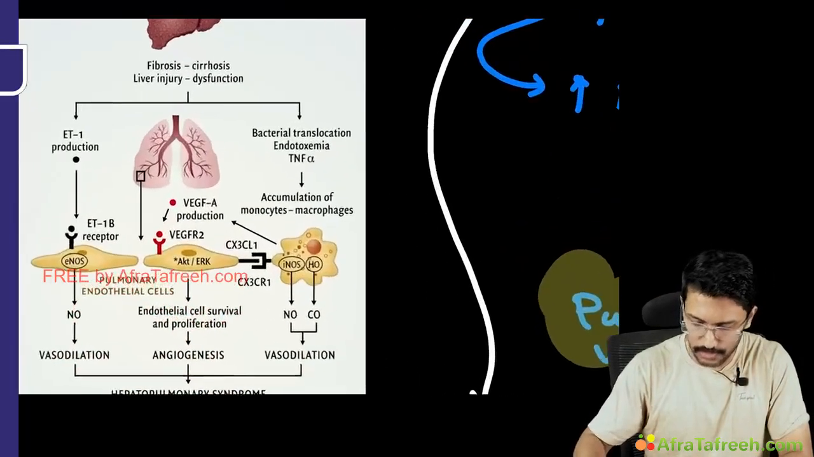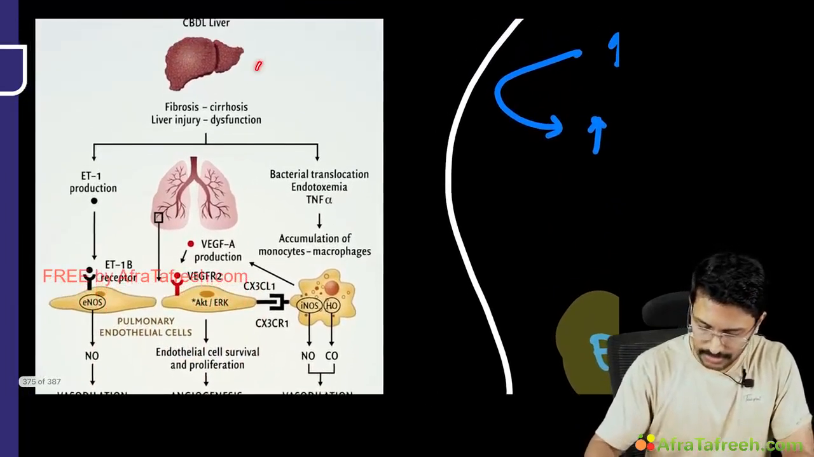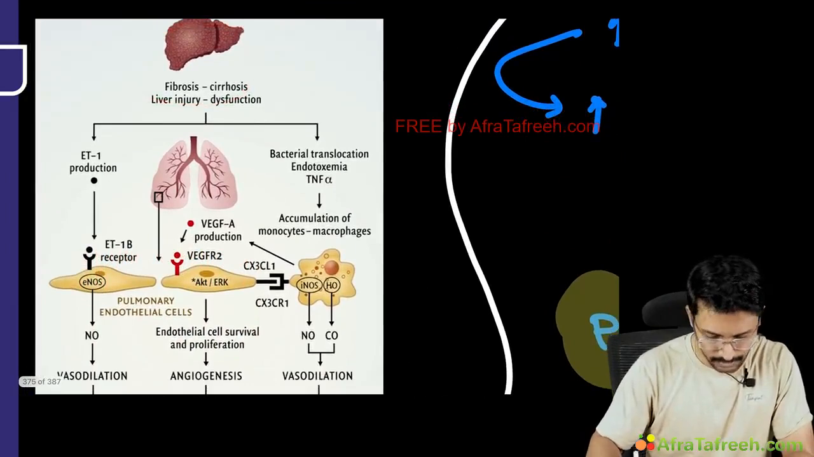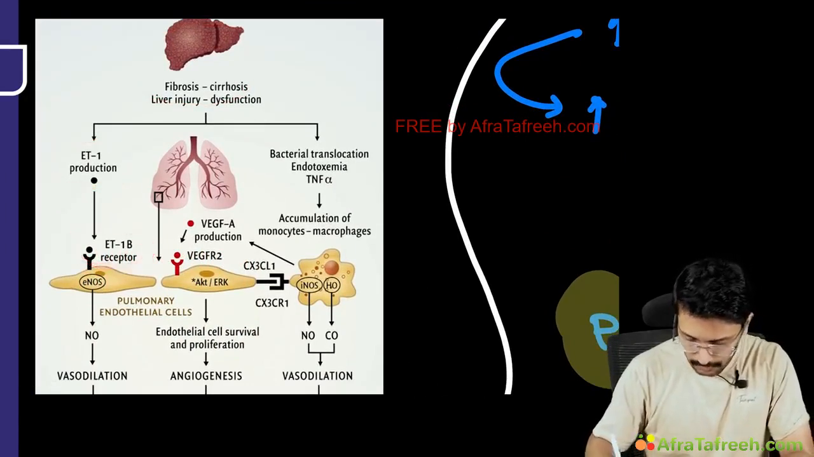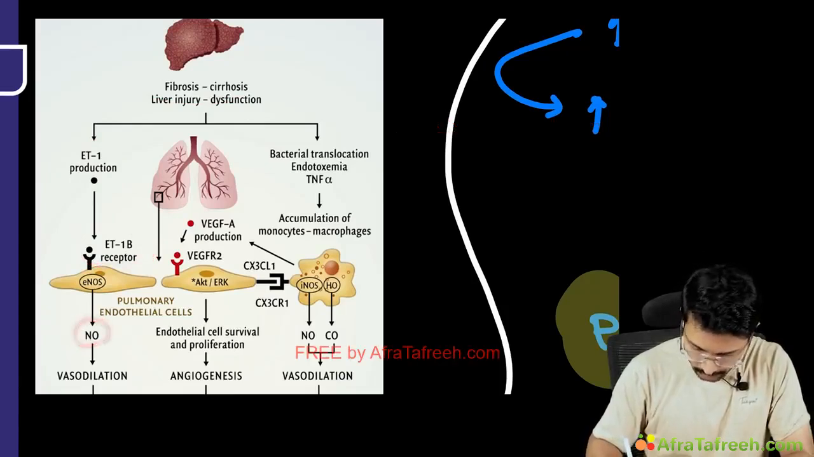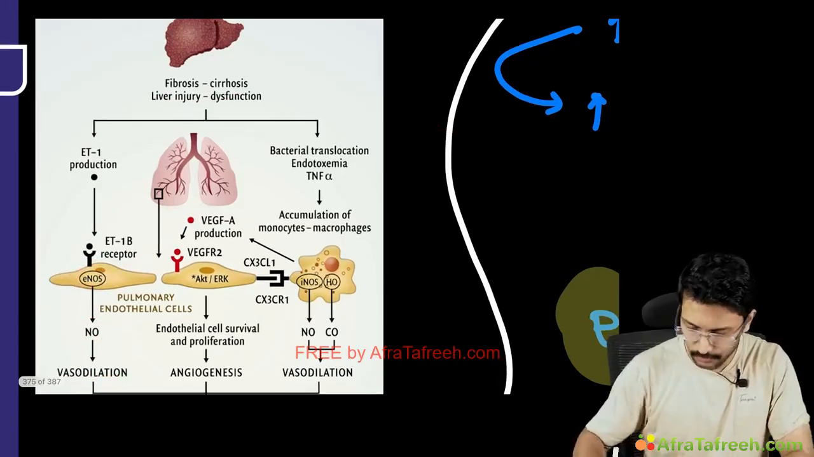Okay, now why there is hypoxia when there is pulmonary vasodilatation and shunt formation, that you will understand when you see through this flowchart. Okay, I'm again beginning from the starting point where the patient has cirrhosis or portal hypertension, increased production of endothelin 1, activation of endothelin 1b receptors leading to more production of nitric oxide because of the eNOS expression leading to vasodilatation. Point number 1.